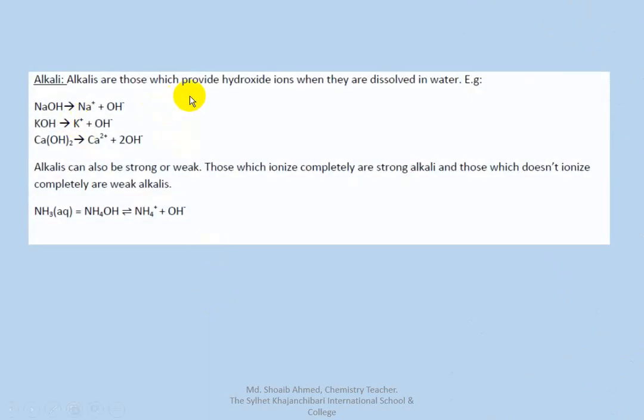Now alkalis are those which provide hydroxide ions when they are dissolved in water, in aqueous solution. Sodium hydroxide produces hydroxide ions, potassium hydroxide produces hydroxide ions, calcium hydroxide produces hydroxide ions. Alkalis can also be strong and weak. Those which ionize completely are strong alkalis. Those which don't ionize completely are weak alkalis. These are fully ionized, so they are strong alkalis: sodium hydroxide, potassium hydroxide, calcium hydroxide. Ammonia, or ammonium hydroxide, is partially ionized, with the equilibrium sign. So this is a weak alkali.